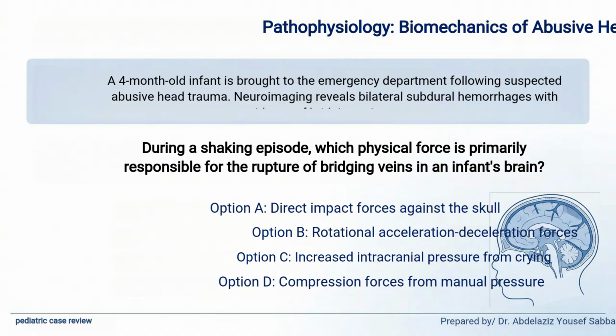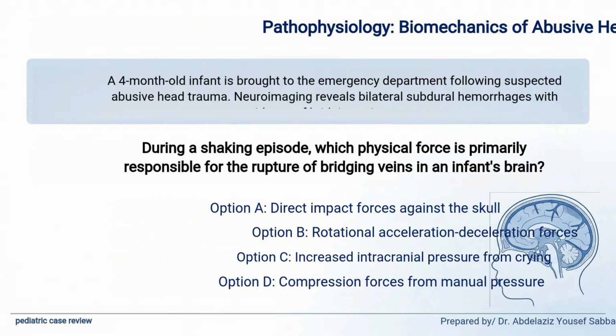Case 5. A 4-month-old infant is brought to the emergency department following suspected abusive head trauma. Neuroimaging reveals bilateral subdural hemorrhages with evidence of bridging vein rupture. During a shaking episode, which physical force is primarily responsible for the rupture of bridging veins in an infant's brain?